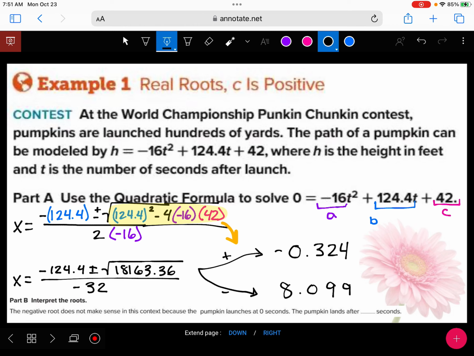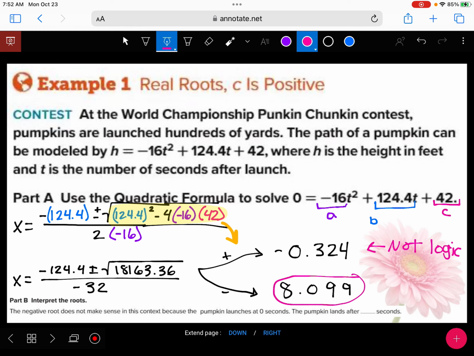The bottom one. Why does this one not make sense? Because it's negative. Negative time means that pumpkin landed half a second before it launched. That sucker fell out the catapult. I don't want that answer. That's not what we want. I want to know where did it land over there. Okay, so the negative answer does not make sense. This one is not logical. We're going to say not logic because otherwise I'm off the edge of the screen. But it's not logical. So this is our answer.